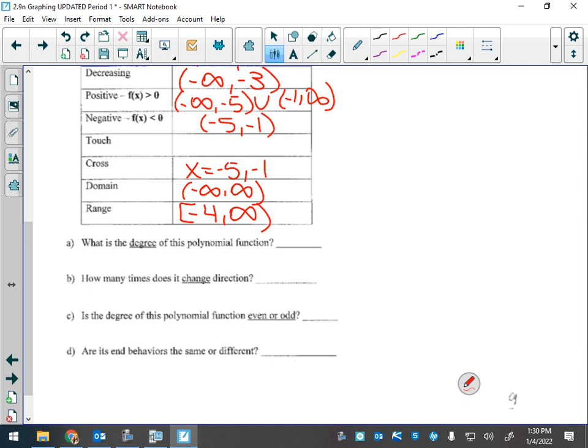Okay. What is the degree of this function? 2. How many times does it change direction? Addison? Once. Is this degree even or odd? Even. And behavior, same or different? What is it? Go ahead. Same. Good. Excellent. Okay. So we're going to do the same thing.